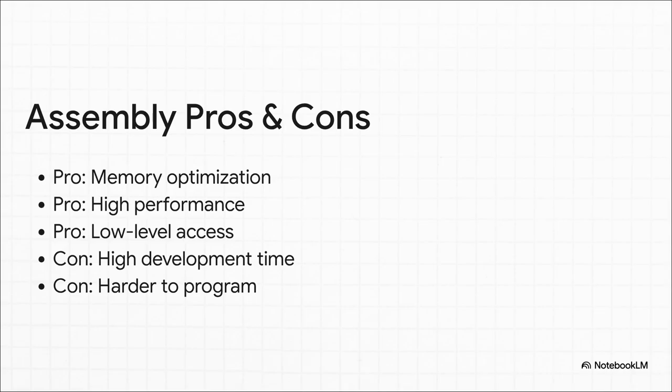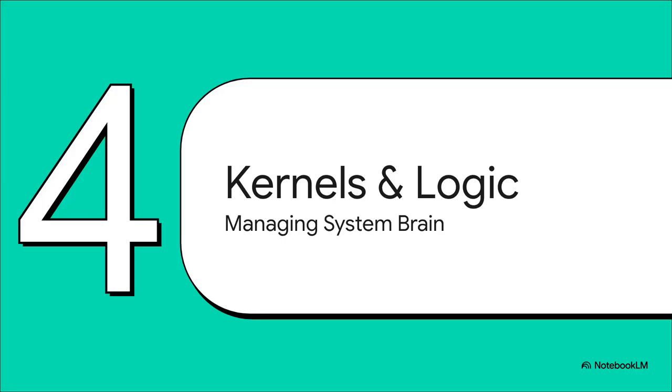But hey, sometimes even embedded C isn't close enough to the metal. That is where assembly language steps in. The upside? You get the absolute maximum performance, incredible memory optimization, and direct low-level hardware access. You are fully in control. The downside, of course, is the sheer difficulty. Writing assembly is slow, it spikes your development time, and you need a really intimate understanding of the target processor's architecture. Let's step it up a layer to Section 4.